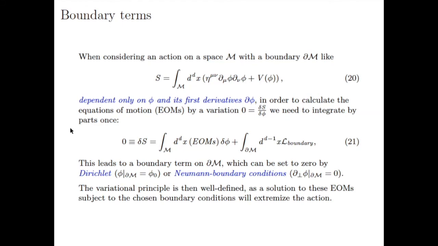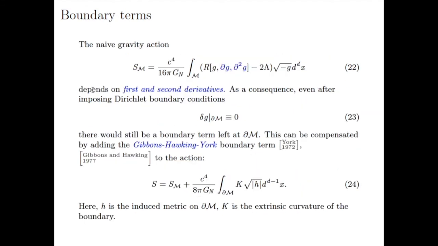Gravity, in the way we usually write it, is a bit more complicated, because the naive gravity action is written like this. You have the Ricci scalar, and the Ricci scalar is an object that depends on the metric and the first and second derivatives of it. And the problem is that if you want to derive Einstein's equations from this, you need to integrate by parts more often, and you're going to end up with boundary terms here that don't automatically vanish even after imposing Dirichlet boundary conditions, where you say the value of the metric at this boundary of M is fixed.